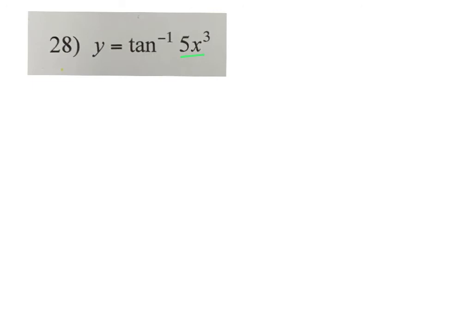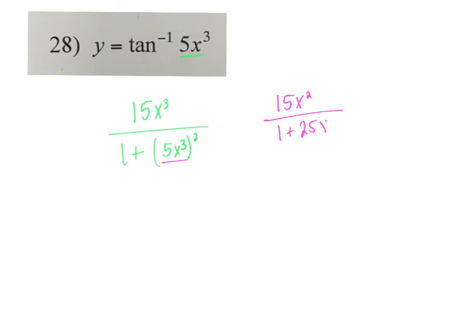Derivative of this guy is 15. There we go. x cubed over 1 plus, and you're going to do this guy, the whole thing, squared. And then just simplify this guy. So we have 15x squared over 1 plus 25x to the 6th. You cannot simplify that anymore, so you're done.